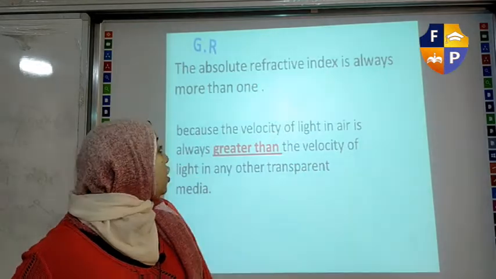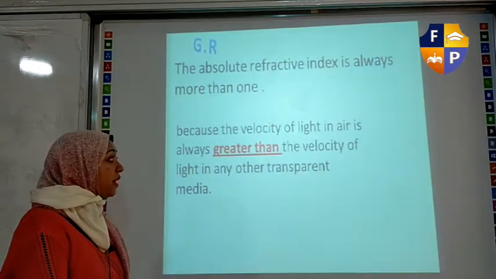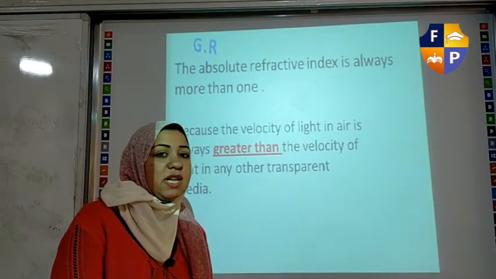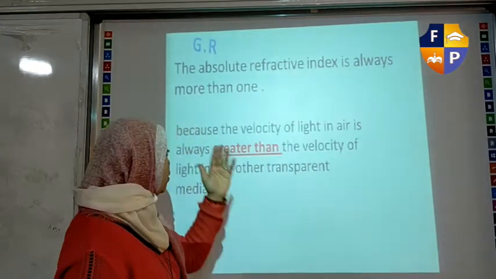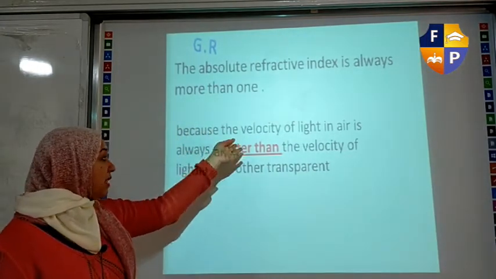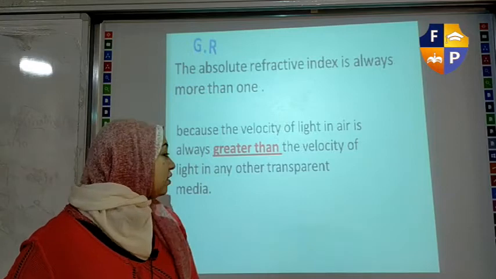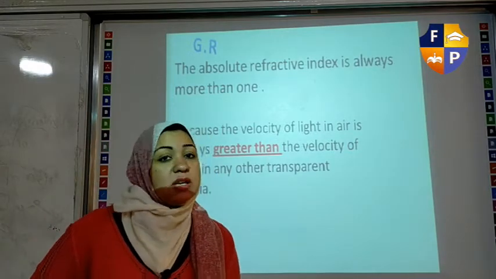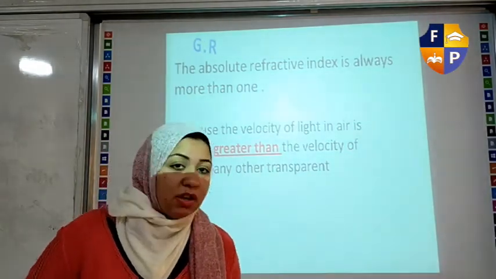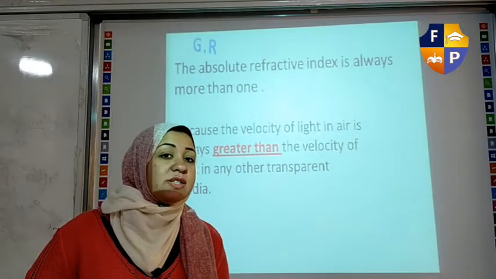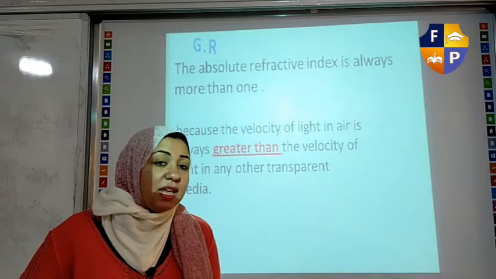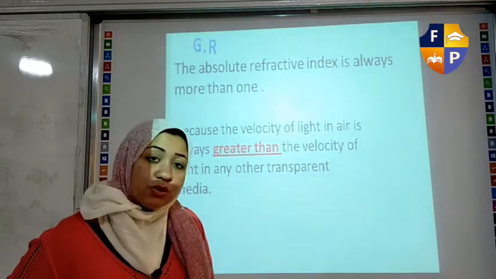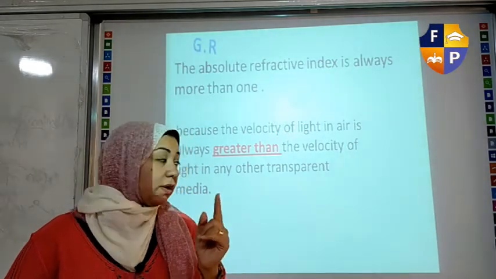Let's continue. The absolute refractive index must be greater than 1. Why? You will answer: because the velocity of the light in the air is always greater than the velocity of the light through any transparent medium. So it must be greater than 1.